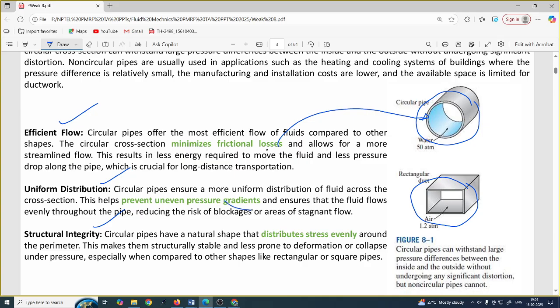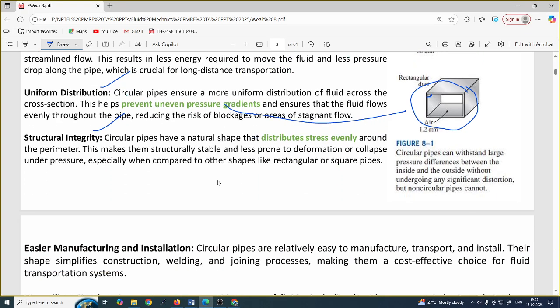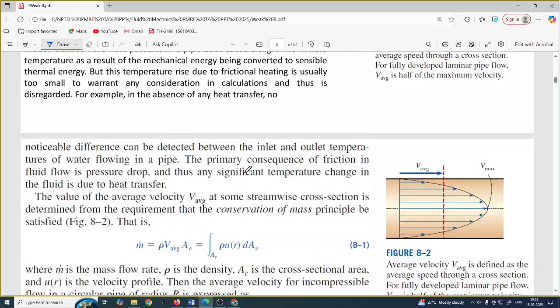It prevents the uneven pressure gradient, because in the rectangular duct there is an uneven pressure gradient, but in the circular pipe the pressure gradient will be equal. And it distributes stress evenly throughout the surface, so there is less chance to burst. So these are the things.